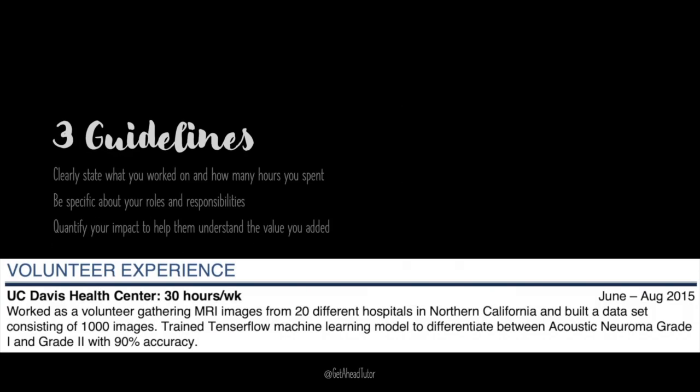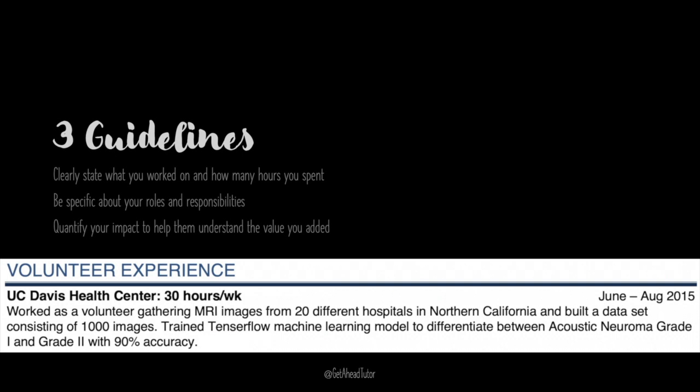This entry makes it very clear in the first line itself what the person did and how much time they dedicated towards it. They were a volunteer at the UC Davis Health Center. They spent 30 hours a week there for one summer in 2015. Next, they're extremely detailed about what their specific work was.